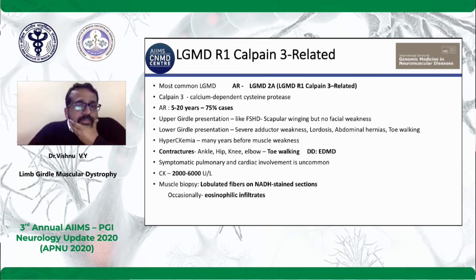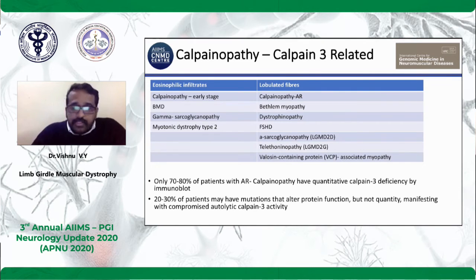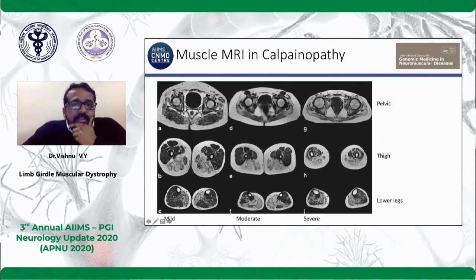Calpain, most of you should be knowing this. I was told about the lobulated fibers in NADH stains and eosinophilic infiltrates. I'm particularly attached to lobulated fibers because this was asked in my DM exam. I was asked what are the differentials of lobulated fibers. I told them it's not very specific. It can be seen in Bethlem, dystrophinopathy, FSHD, some telethoninopathies and others. Eosinophilic infiltrates can be seen in other conditions.